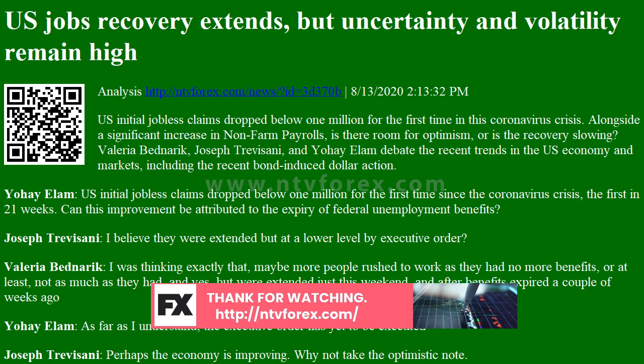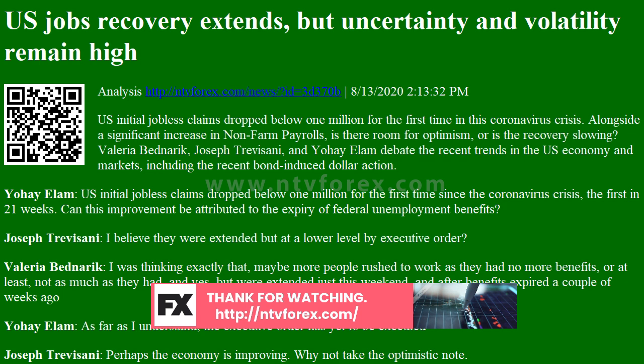Joseph Trevisani: Perhaps the economy is improving. Why not take the optimistic note? Yohai Elam: Indeed, the data is for the week ending August 7, before the EO. I also think it is about the recovery more than benefits. Joseph Trevisani: Indeed. Yohai Elam: It goes hand in hand with a drop in coronavirus cases. Joseph Trevisani: Claims have been the canary in this pandemic. Valeria Bednarek: The drop in cases has been put in doubt by a study published yesterday.